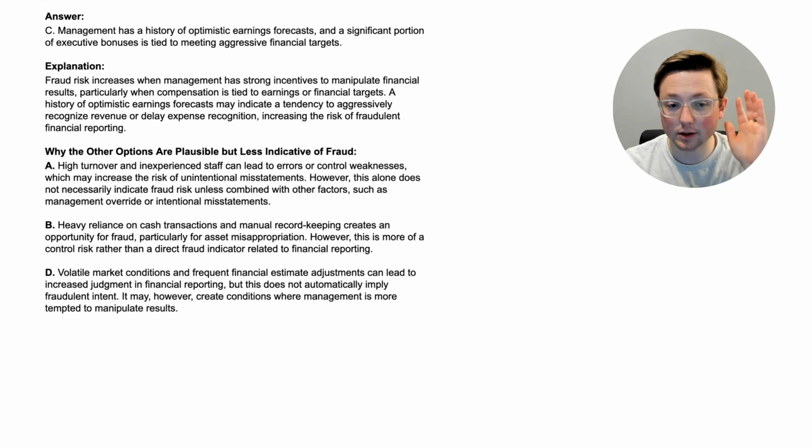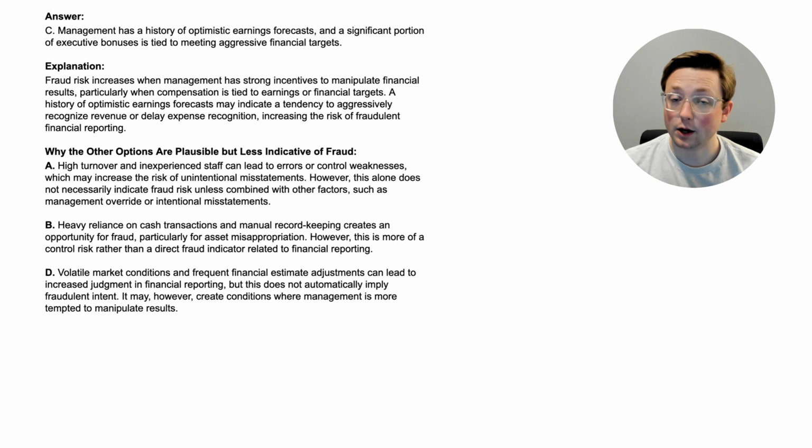But let's talk about the other options and why they are incorrect or why they're less likely to be indicative of fraud. So option A, high turnover and inexperienced staff can lead to errors or control weaknesses, which may increase the risk of unintentional misstatements. However, this alone does not necessarily indicate fraud risk unless combined with other factors such as management override or intentional misstatements. Option B was incorrect because heavy reliance on cash transactions and manual record keeping creates an opportunity for fraud, particularly for asset misappropriation.